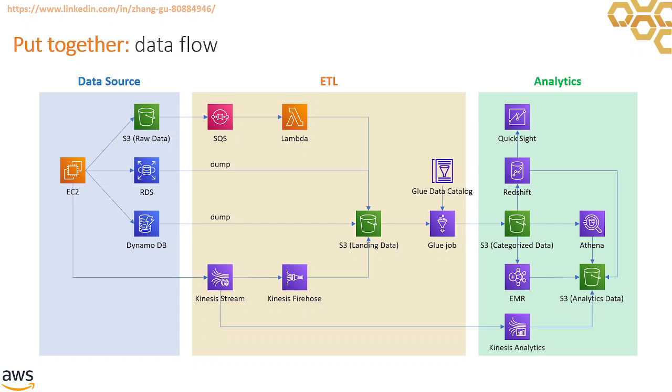The landing data then can be categorized and transformed by an AWS Glue job to store as catalog data for further usage. We can copy the data in the categorized zone to Amazon Redshift, your data warehouse. There, it can be used to generate your daily report. We can use Athena to query the catalog data in S3 directly, and we can use Amazon EMR, the Elastic MapReduce, to run processing frameworks such as Hadoop, Spark, and Presto.